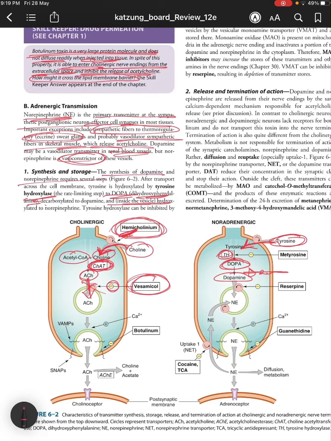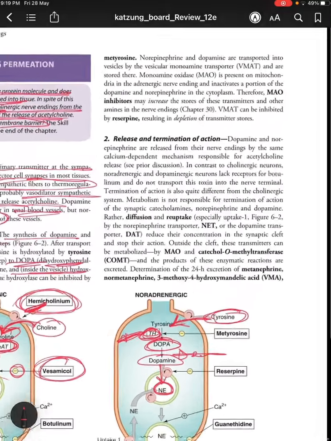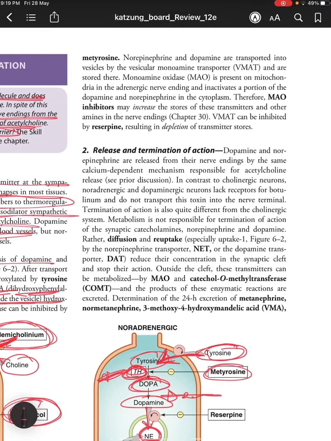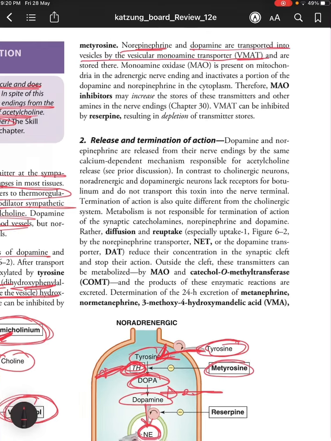And inside the vesicle it is hydroxylated to norepinephrine. So dopamine enters the vesicle, and within the vesicle it is hydroxylated to norepinephrine. Tyrosine hydroxylase, this first enzyme that we see here, can be inhibited by metyrosine. So the hydroxylation of tyrosine can be prevented by metyrosine, and norepinephrine and dopamine are transported into the vesicles by the vesicular monoamine transporter, VMAT, and are stored there. Okay, they're transported into the vesicle by VMAT.